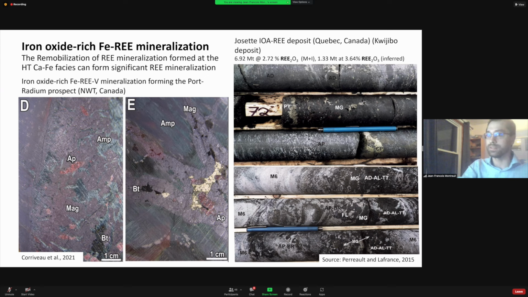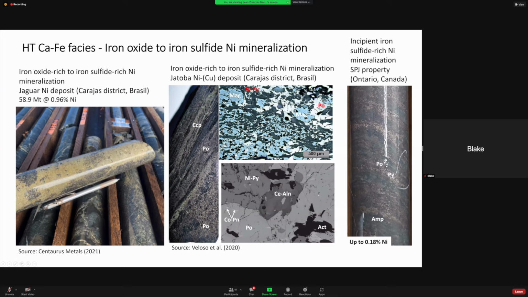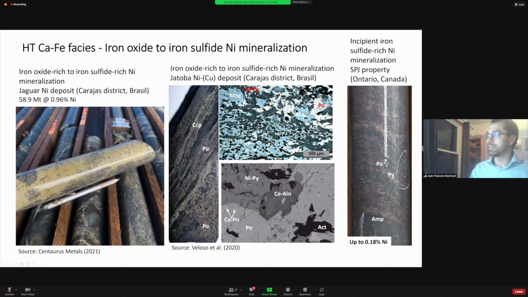Now, iron oxide to iron sulfide nickel mineralization. This is something that is emerging in the Carajás district in Brazil. It started to form a significant deposit. It's named the Jaguar nickel deposit. This is a resource number in here. And this is associated with the evolution of the high temperature calcic iron alteration facies. It's mineralization that is forming at temperature that was estimated at the Jaguar deposit, slightly over 500 degrees Celsius. And it's associated with the deposition contemporaneous with magnetite or amphibole of nickel bearing pyrite or pentlandite. And this starts to form a significant nickel mineralization.